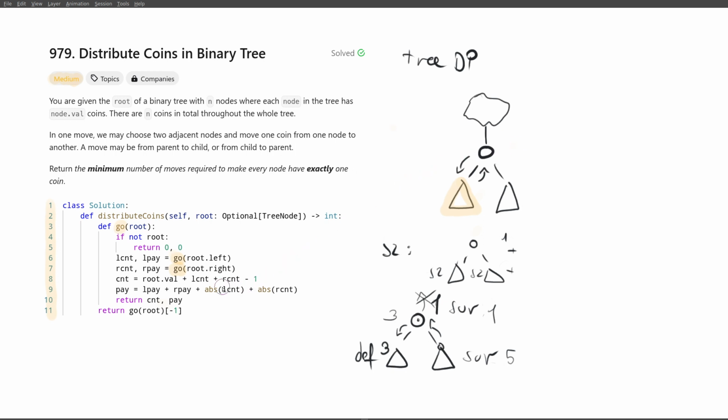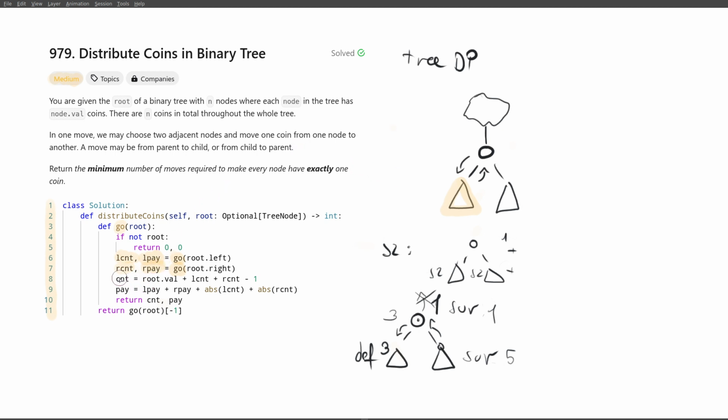So we'll be calculating both how many coins are needed, so either the surplus or the deficit, which would just be the count. So this is the difference between the number of coins and the size of the subtree. And also the cost that we already incurred to make sure that every subtree is, so for every subtree we have that cost, so that the subtree is already in a nice state. So every node has 1 coin, and the surplus or the deficit is in the root.